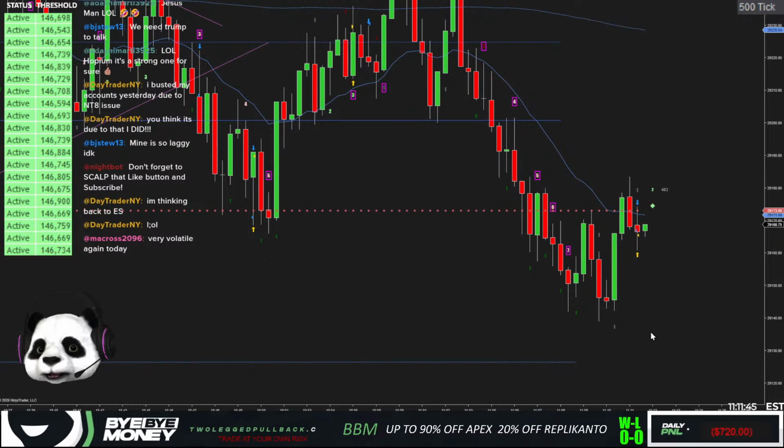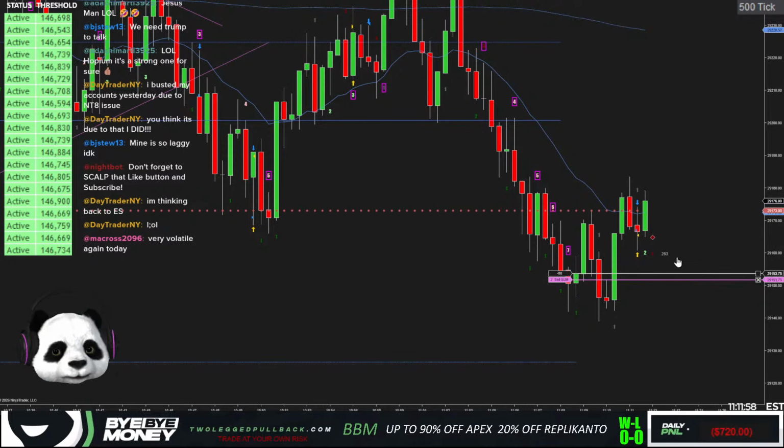Okay, so I got you short. That's what I'm looking for now. All right. This is the trade, pandas. I'm going to risk these accounts on this trade right here. Thoughts and prayers.